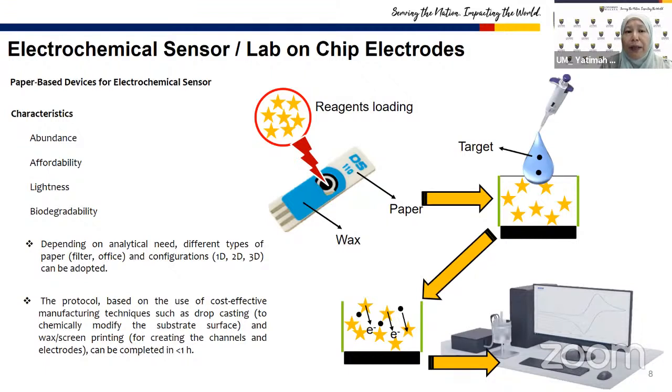Because the screen printed, for example carbon printed, you can actually do it in the lab. But again, hopefully you can have a proper carbon printer so that you can have a homogeneous or the same surface area that you can target on your carbon print. That's why considering paper base is cheap, you can always have some electroactive layers on top of it to make it more conductive. So these are different types of lab on chip electrodes based on paper.